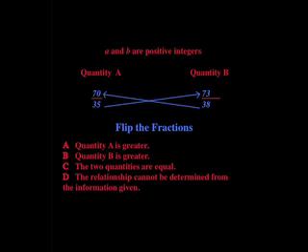So we can put 70 over 35 and compare that to (70 + 3) over (35 + 3), which gives us 73 over 38. And if we do our cross multiplying, then all of a sudden the 2,660 is under quantity A, and that means that students who did this said the answer's gotta be quantity A is greater.